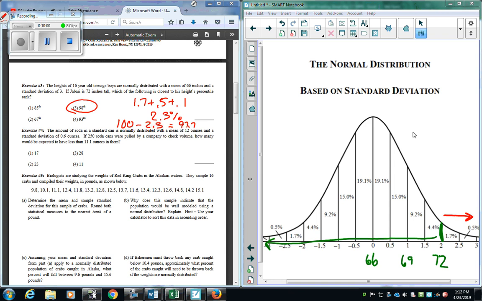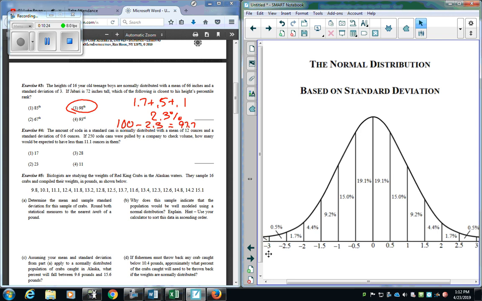Now, looking at one other one, if you look at exercise 4, soda in a can is distributed with a mean of 12 ounces and a standard deviation of 0.6 ounces. Okay. If 250 soda cans were pulled by a company to check volume, how many would be expected to have less than 11.1 ounces in them? So again, we're going to go to that normal curve and we're going to label it. So it looks like the mean is 12 and the standard deviation is 0.6 ounces. So in the case of this, going each direction, we'd have to add 0.6 and subtract 0.6.